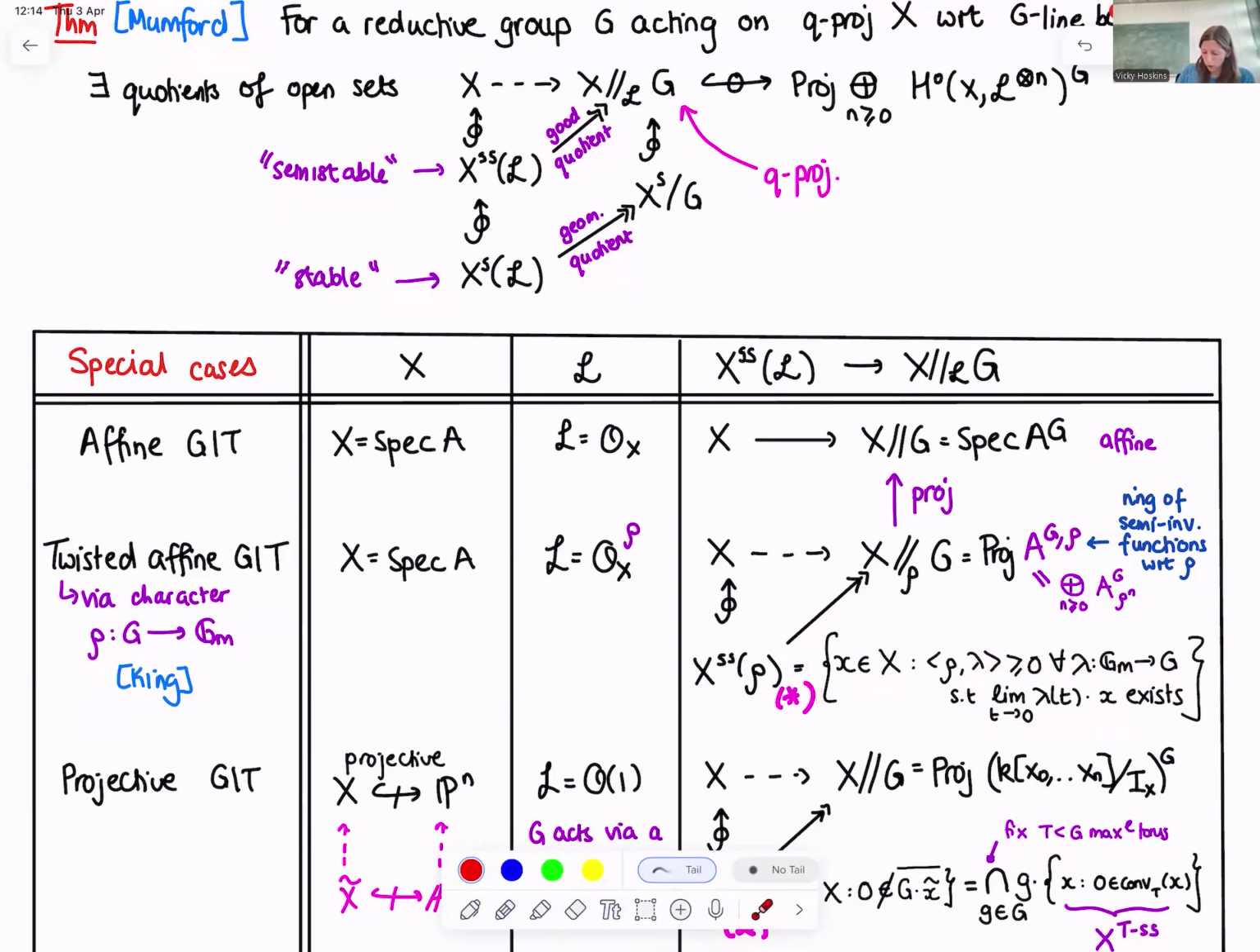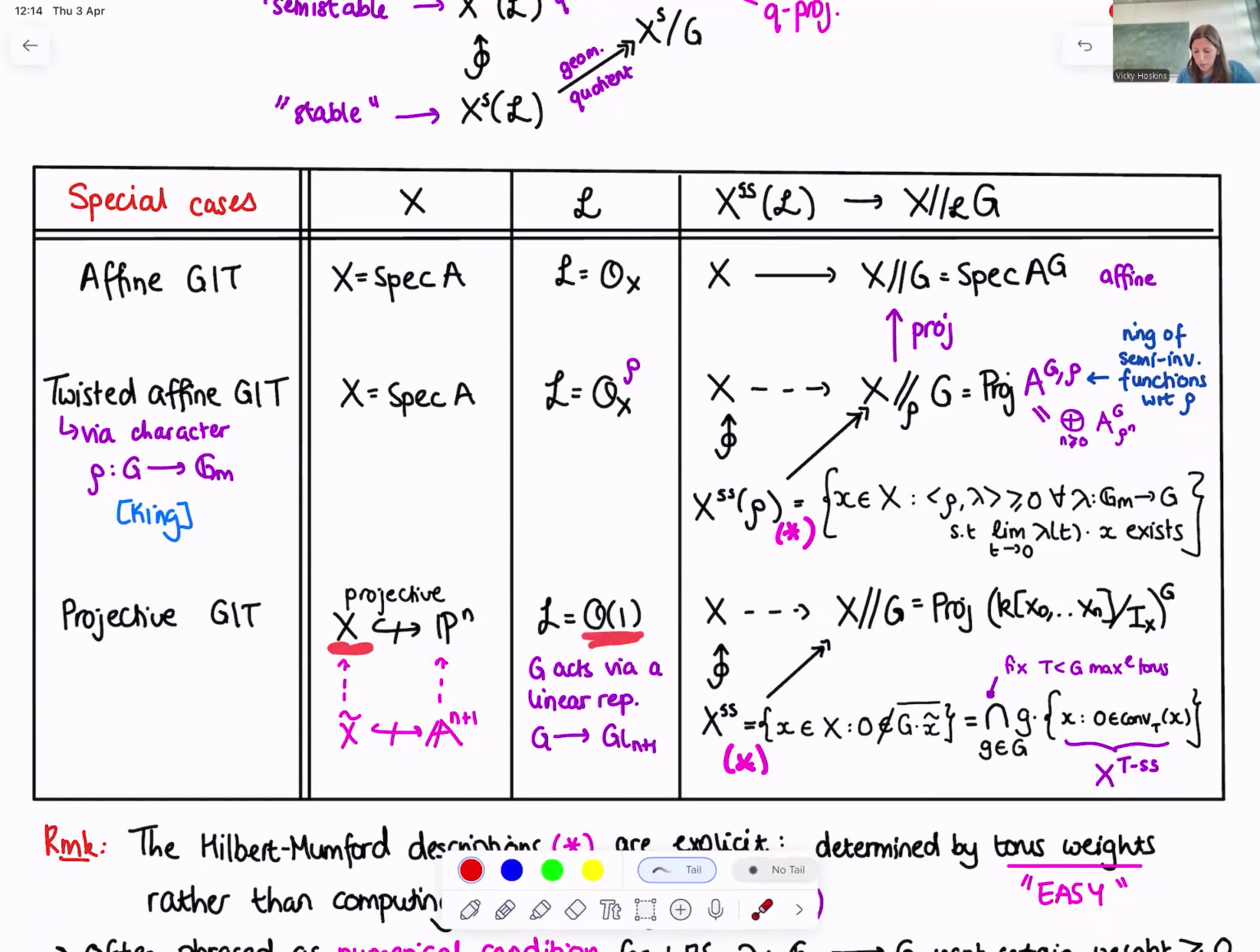Okay, and then the other case, which perhaps people are more familiar with, is projective GIT, where you assume that X is projective, and I'm going to assume that X is sitting inside some projective space P^n, and I'm taking O(1) on P^n and pulling it back to X. And I'm going to assume that G acts by a linear representation, so it's acting on P^n by a representation G to GL_{n+1}.